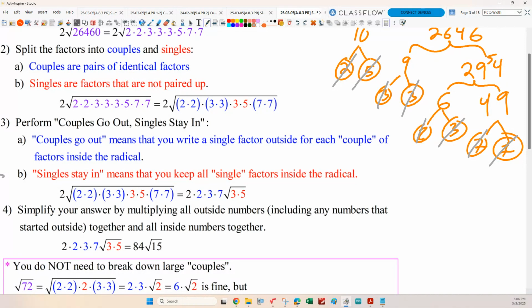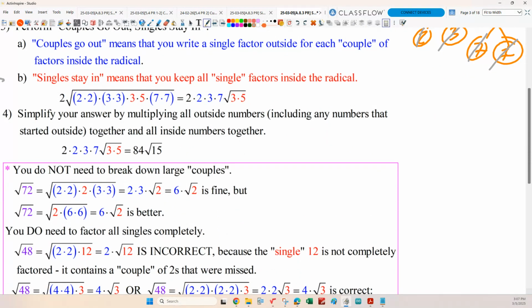Don't make the mistake of thinking because I have a couple of 3s that I get 2 3s outside. I don't. I only get one number outside for every couple that's inside. Okay? And then all I have to do is just multiply the outside numbers together.